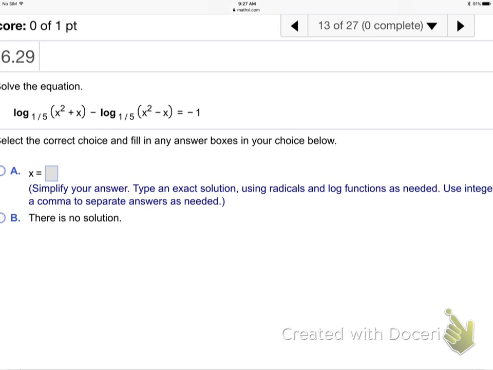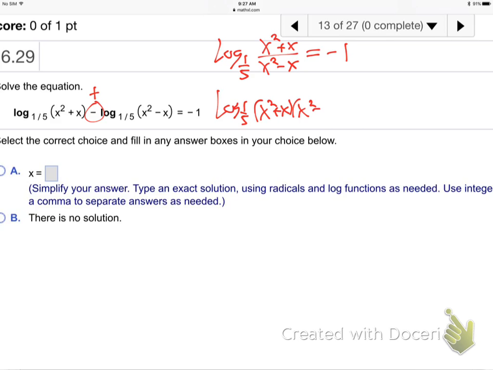Professor? For the 1/5, when the exponent would be -1, will that flip it over? Mm-hmm. Exactly. Just 5. So subtraction between 2 logs becomes division. X squared plus x over x squared minus x. Everybody good there? Right, because if that was adding in the middle, then I would have made it log base 1/5 of x squared plus x times x squared minus x, right? Because adding becomes times, but subtraction becomes divide, doesn't it? We good with those properties?